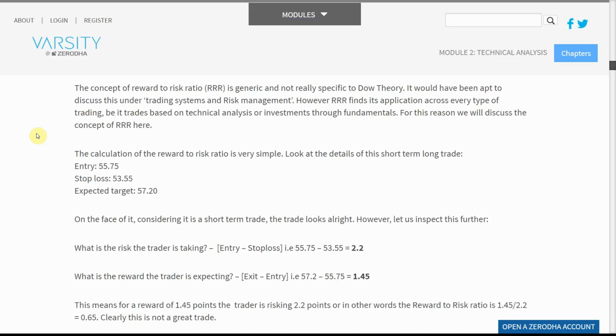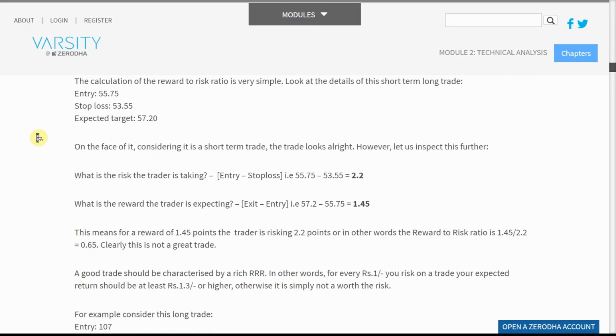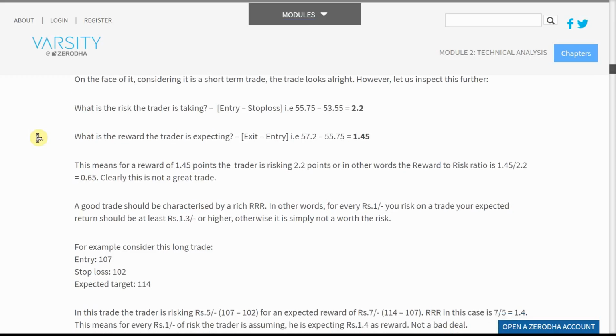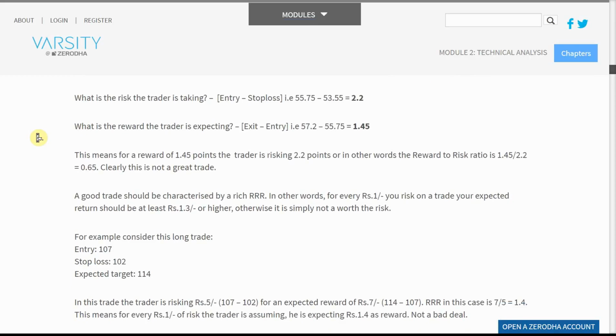However, let us inspect this further. What is the risk the trader is taking? Entry minus stop loss, i.e. 55.75 minus 53.55 equals 2.2. What is the reward the trader is expecting? Exit minus entry, i.e. 57.2 minus 55.75 equals 1.45.